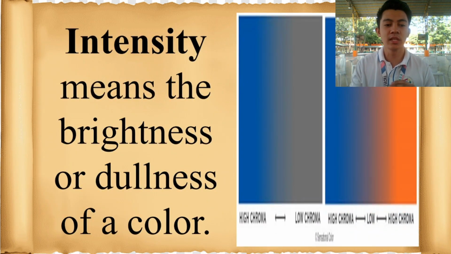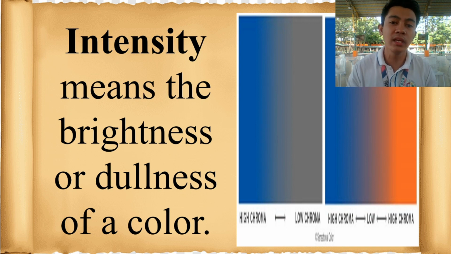Next. Intensity means the brightness or dullness of a color. Okay? When you refer to a color as bright or very bright, dull or very dull, you are describing its intensity. Like for example, no, peppers are bright yellow green, while olives are dull yellow green. In that way, you are describing their intensity. No?